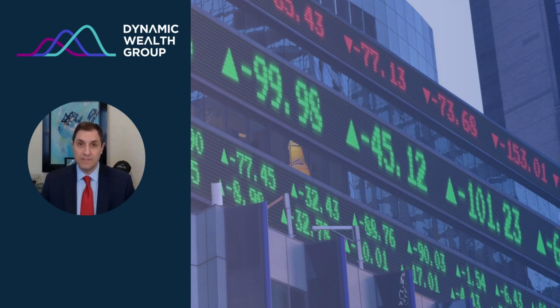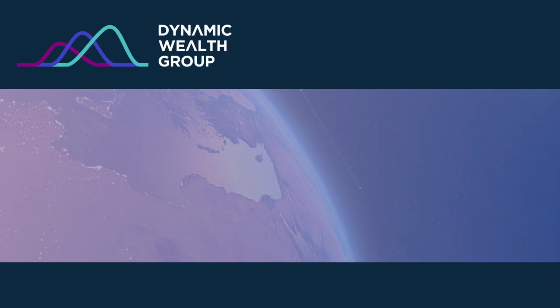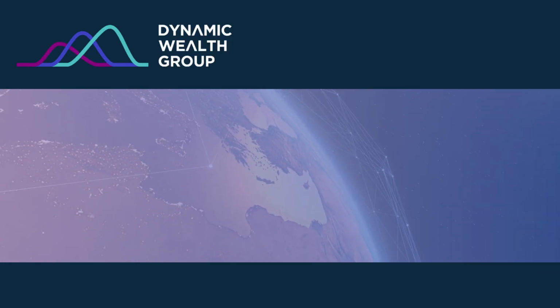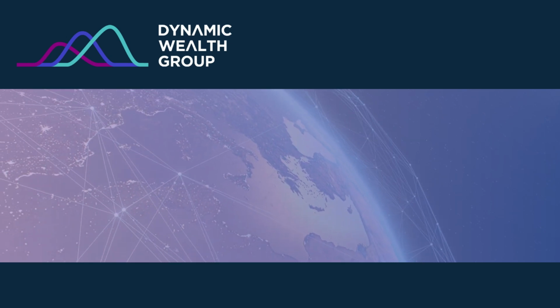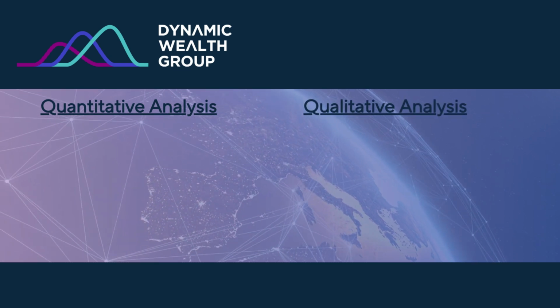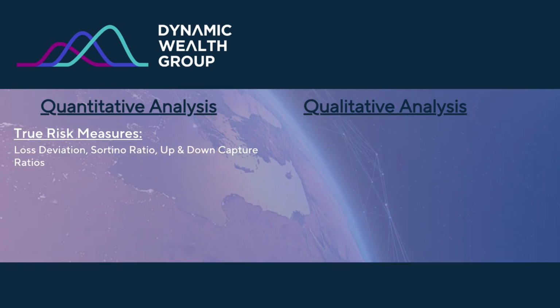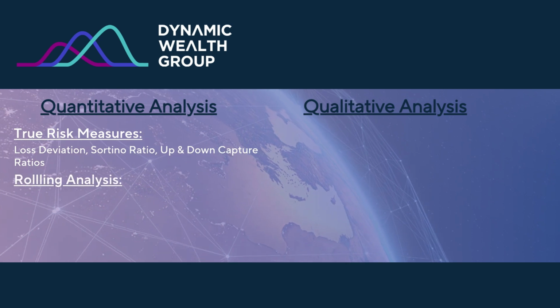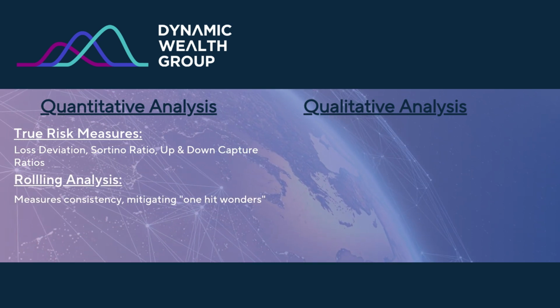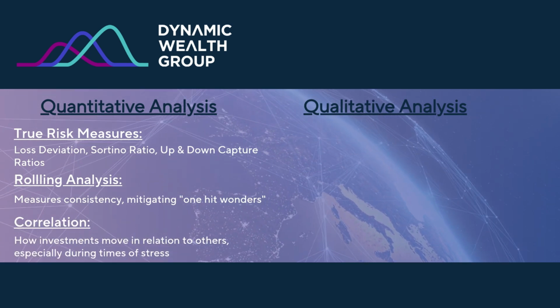Let's get into some of the specifics of what goes into building a multidimensional portfolio, because in today's environment, true resilience requires more than one way to invest. You can think of an asset allocation like a recipe. We carefully select each ingredient using a proprietary blend of quantitative and qualitative analysis. Quantitatively, we measure true risks like loss deviation, Sortino ratio, and capture ratios, combined with rolling analysis to evaluate consistency and avoid one-hit wonders. And correlation plays a key role.